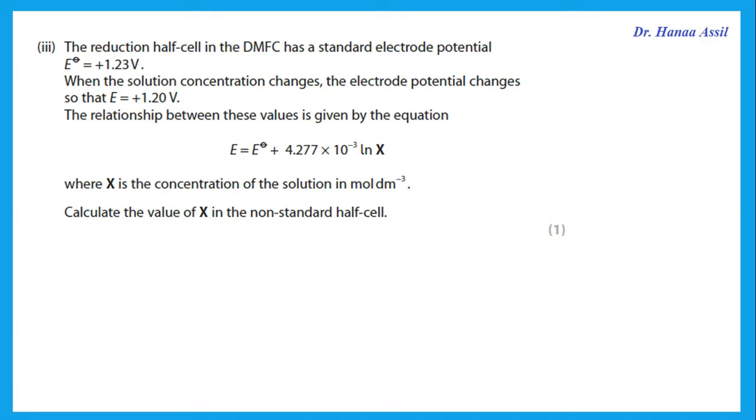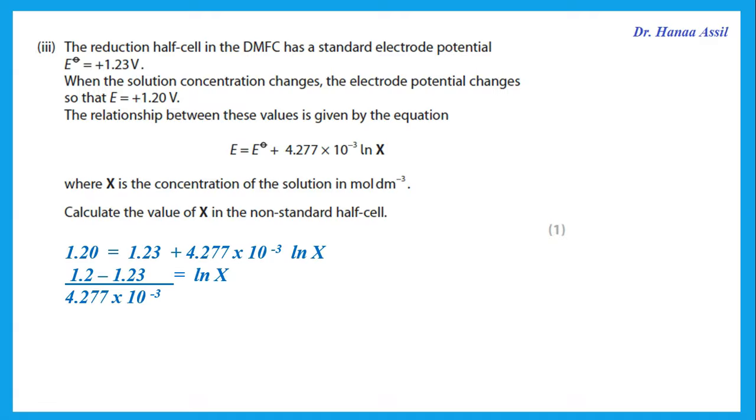So what is the concentration of the solution? We put the numbers into that equation, and what we're trying to get is X. You should be able to solve this equation for X. So the E cell alone is the plus 1.2. The E note is the 1.23 plus this number times natural log of X. So you can get the natural log of X, that comes out to this number, then the inverse of the natural log gives you X. You should be able to do that with your calculator.